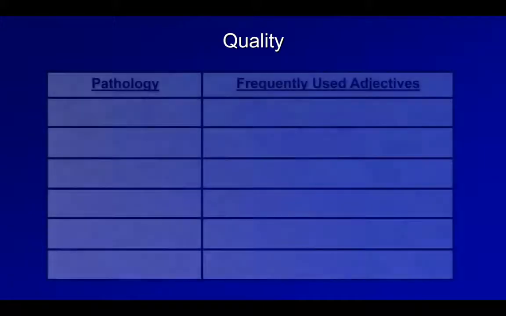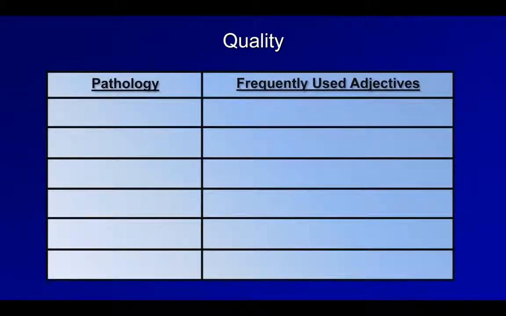This brings us to the quality of the murmur. This is the most subjective and non-specific of the 7 murmur characteristics presented here. It is essentially the difficult to describe timbre of the murmur.